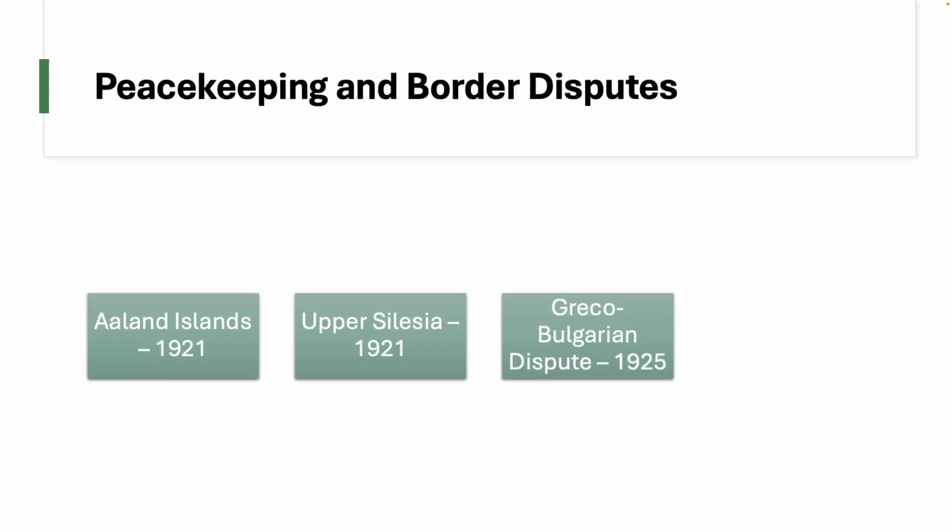So essentially, you have a dispute taking place between Greece and Bulgaria. Greece decided to try and invade Bulgaria. The League ordered them to withdraw from Bulgaria, and Greece acquiesced. They said, yes, we will withdraw from Bulgaria, showing, by the way, that this sort of international support of a global organization can work in terms of preventing conflict and preventing any kind of escalation.